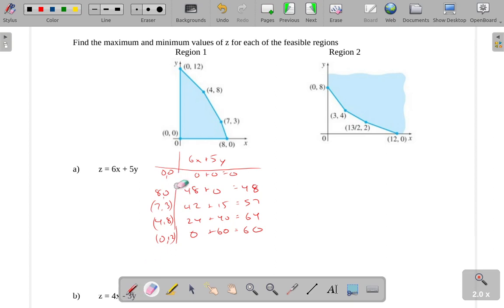Alright, so we've seen that at these corner points, we got values of 0, 48, 57, 64, and 60. It turns out, of all the different possible values that you could achieve somewhere within this feasible region for this objective function, this is the highest one that you can achieve. This is our max. And this would be the lowest one that you could achieve. This would be our minimum, because these are the values we got here. So the question was to find the maximum and the minimum values for z for each of these feasible regions. So you can see we did that here.